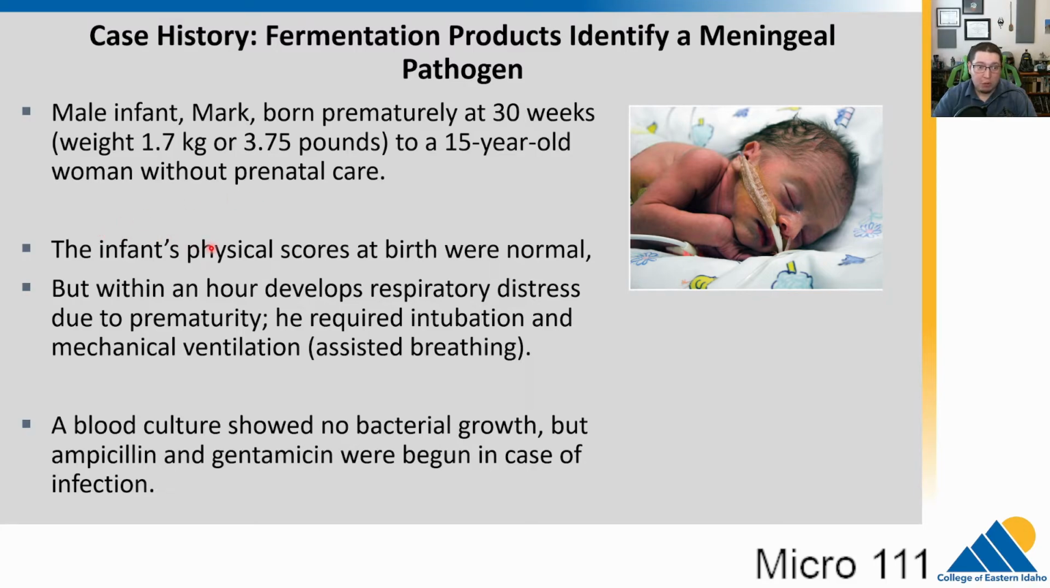Seems fine when he's born, but within a few hours, starting to have respiratory distress and is intubated and has mechanical ventilation, so assisted breathing. We're going to look for any sort of bacterial infections because we want to deal with those very quickly because it's a newborn, don't have a very robust immune system yet. And so we're going to take a blood culture, and at this point, there's no bacterial growth in it, but we do suspect some sort of problem. So we're going to do a little preemptive care. We suspect there might be issues, and to protect them, we're going to prescribe ampicillin and gentamicin, which are two antibiotics.